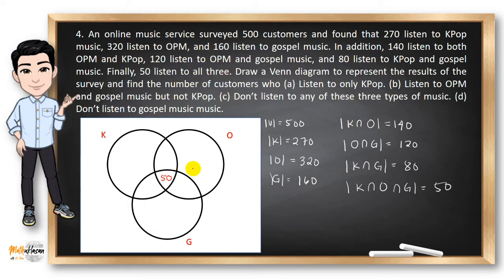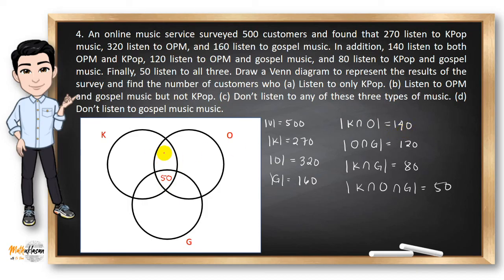Now, let's start with this region outside the 50 but in the middle of K and O. So meaning, I need to look for the set K and O. So K and O has 140. So meaning, there are 140 customers who listen to K-pop and OPM at the same time. But remember that 50 is already included in this 140 customers.